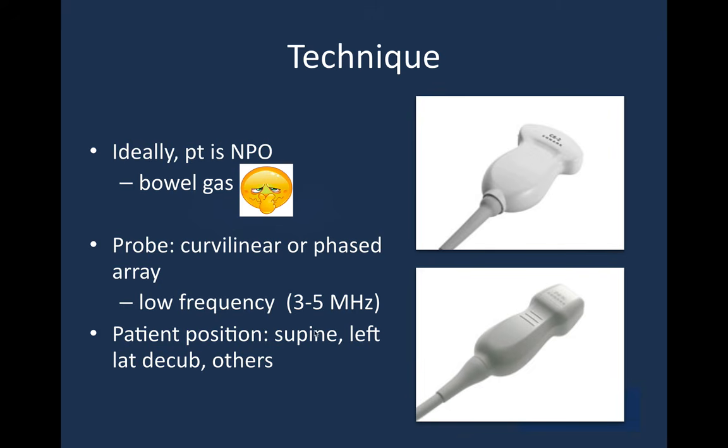In terms of patient position, I oftentimes do this exam with the patient supine, but if you're having particular difficulty getting good images in good windows, you can place the patient in a left lateral decubitus position and use the liver as an acoustic window so you can get better images of the gallbladder. And much of this is just going to be based on your own experience and the patient's body habitus.